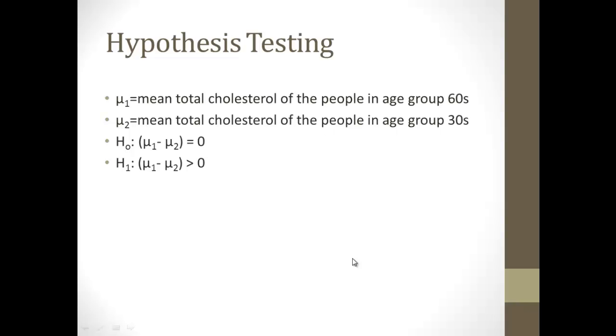Therefore, we have come up with the hypothesis testing. Mu1 will be the mean total cholesterol of the people in the 60s age group, and mu2 will be the mean total cholesterol of the people in the 30s age group. The null hypothesis is mu1 minus mu2 equals 0, and the alternative hypothesis is mu1 minus mu2 is more than 0.